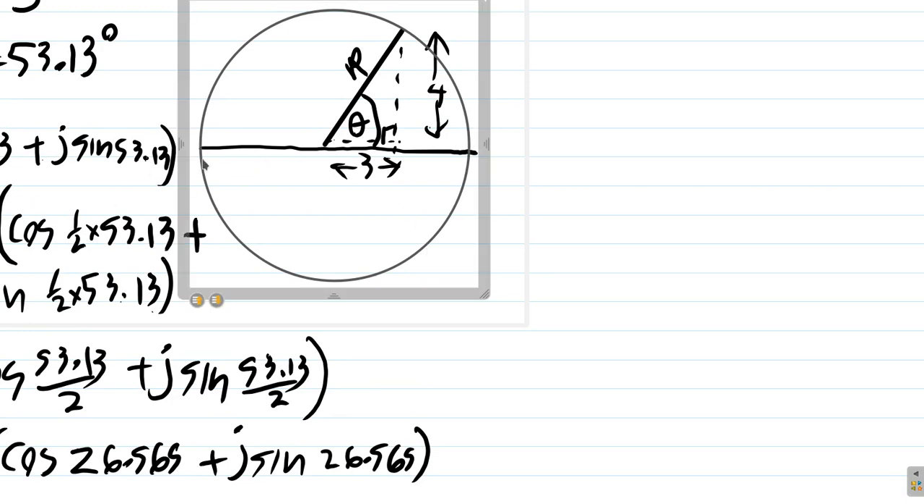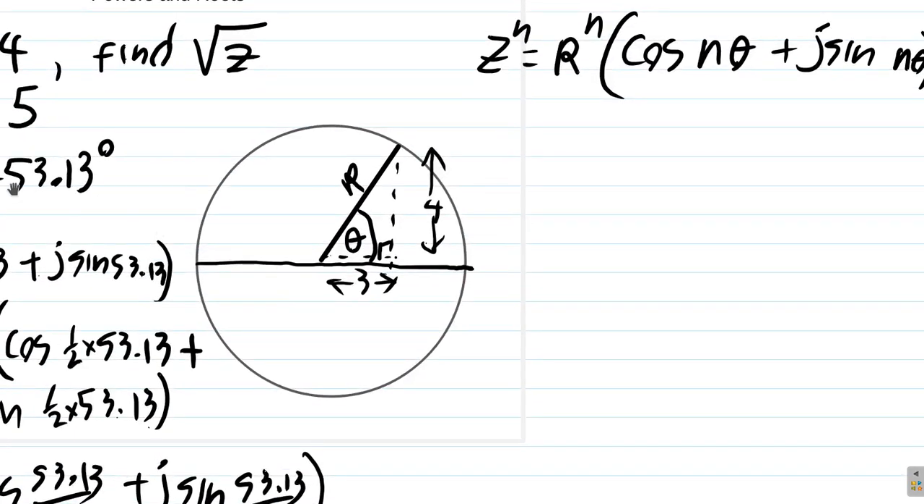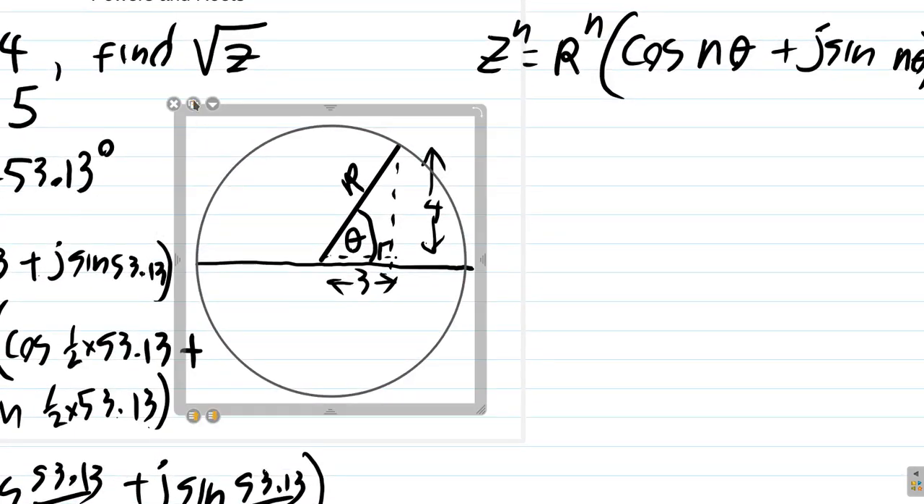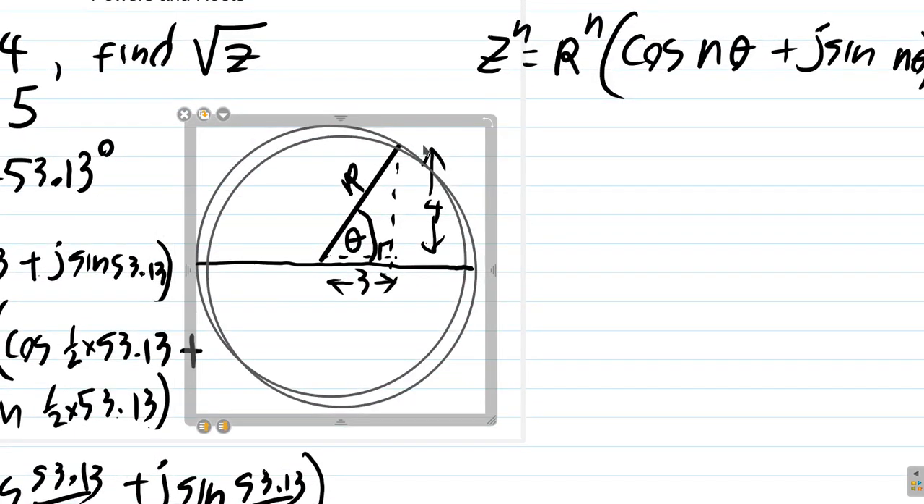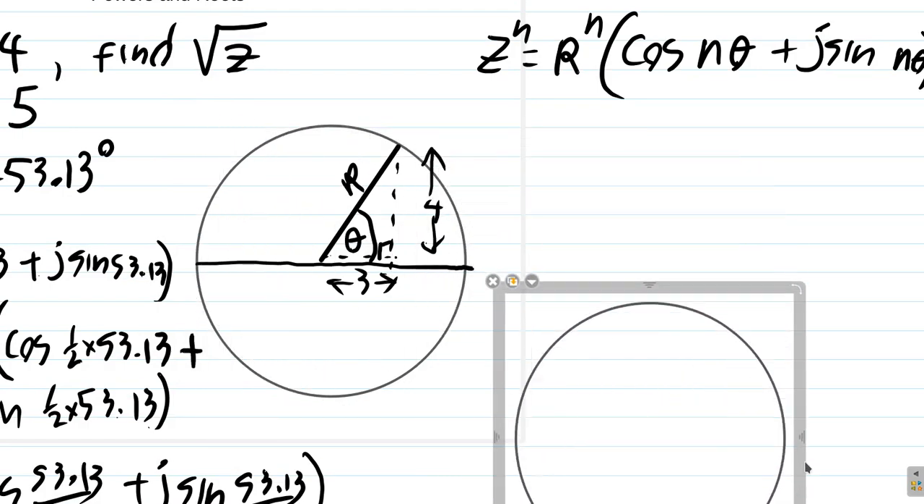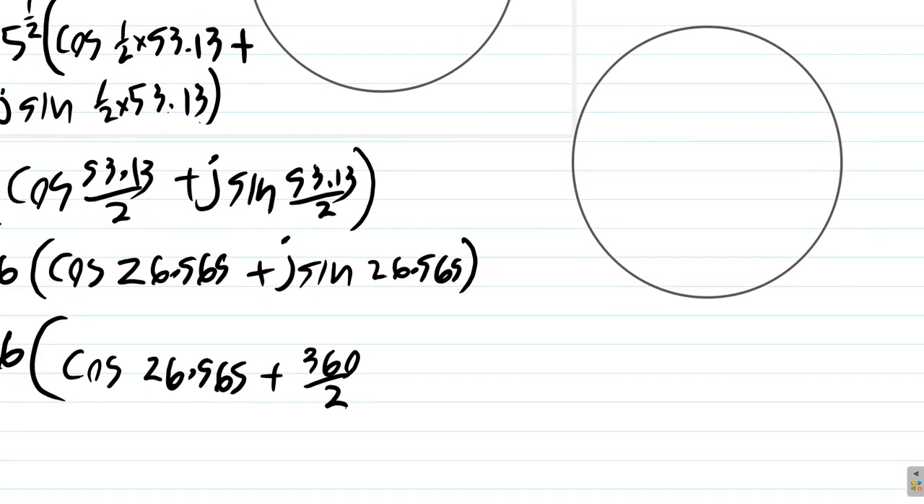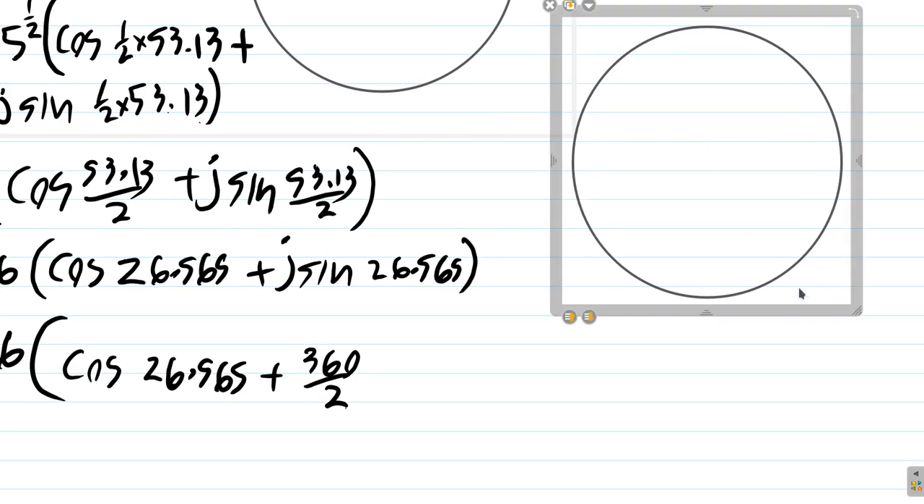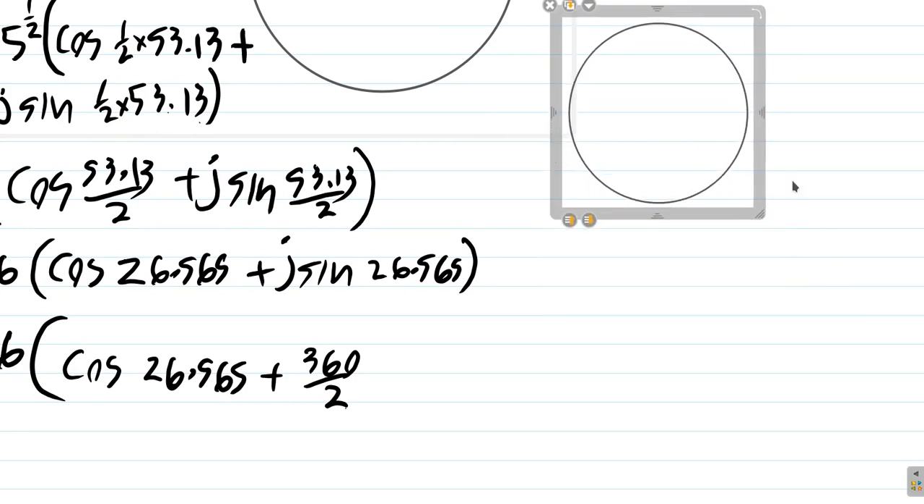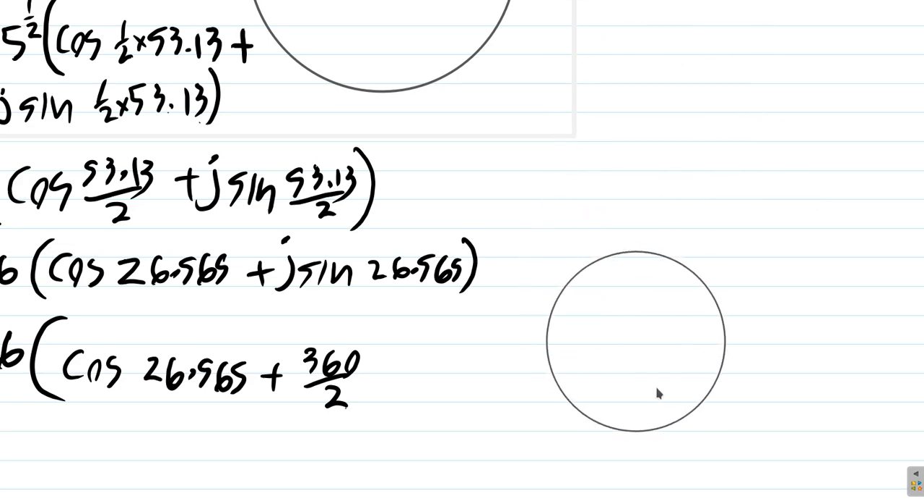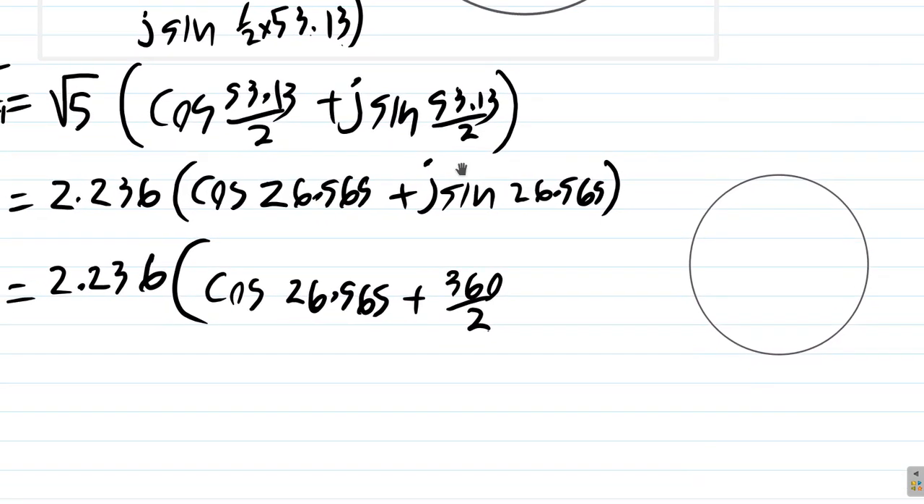Let me make a copy of it, because this is not the square root. The square root will be in a new circle, right? The magnitude is smaller, so let me make this smaller. But we'll soon be using it.